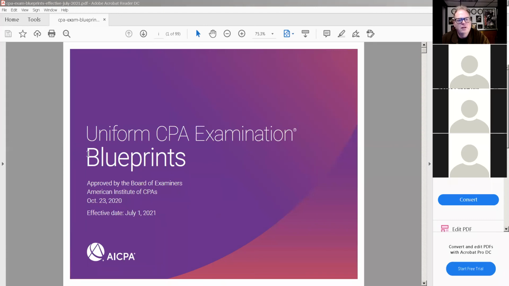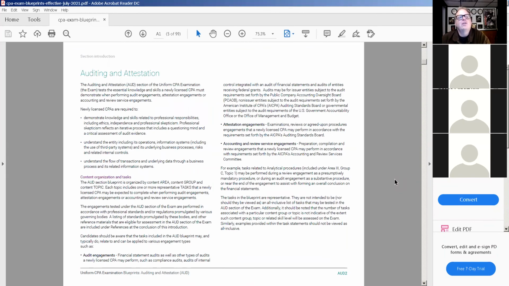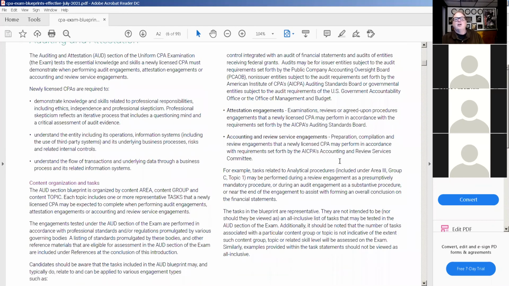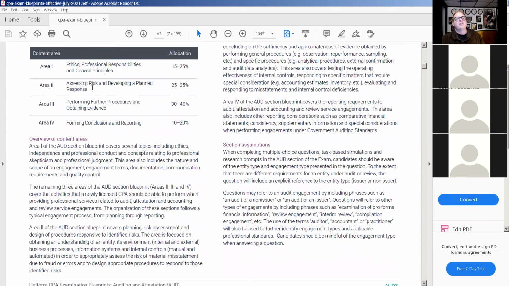I can send this out to you guys. Let me pull this up. So the blueprint, this is what it looks like. And you're thinking, hey, that's not blue, that's purple. Oh wait, it's all these different colors. So anyway, how many pages is this? It's 100 pages of really small writing. So this is the blueprint, and it goes through all those things that you need to know.